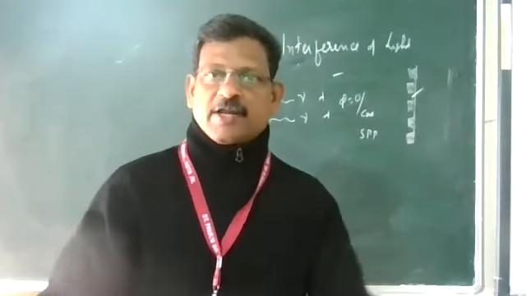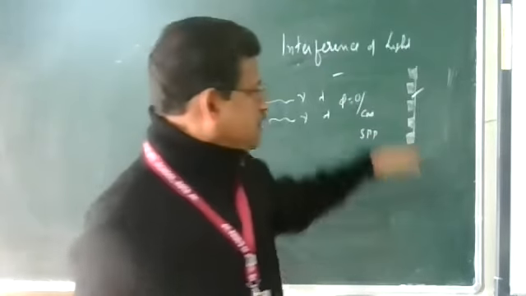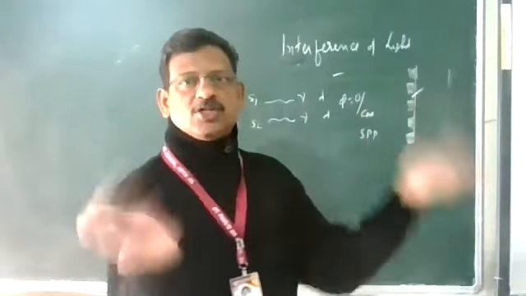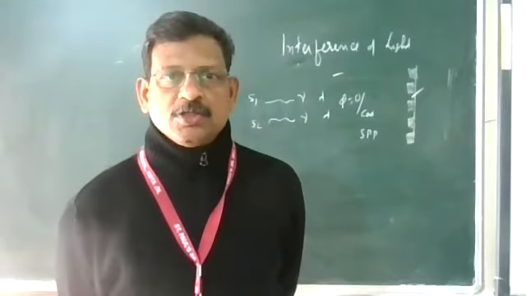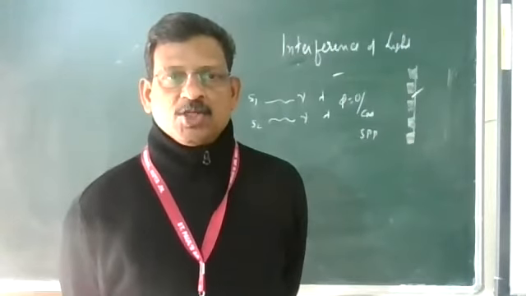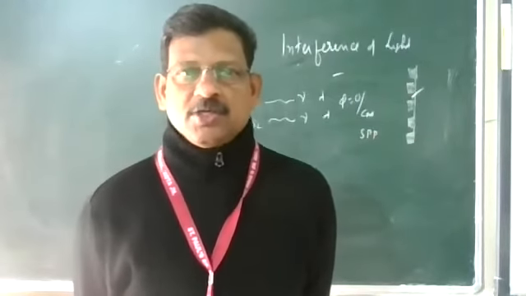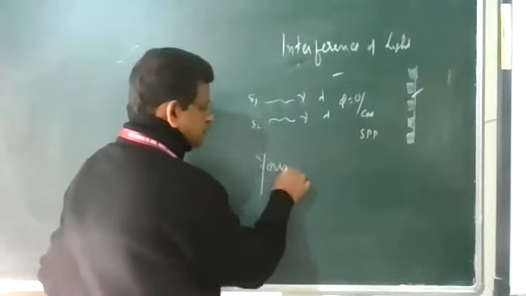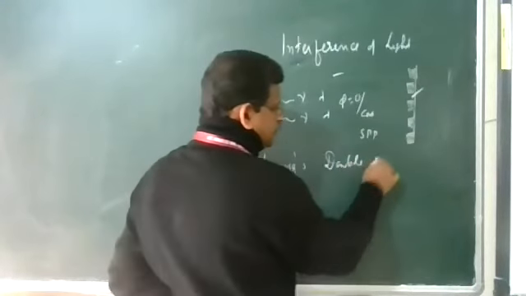So this is called interference of light. It is the redistribution of energy: some points gain energy and some points lose energy, so the energy is redistributed, but the average energy remains the same. This was experimentally observed and verified by Young in Young's double slit experiment.